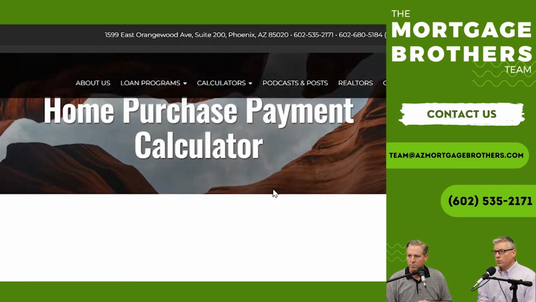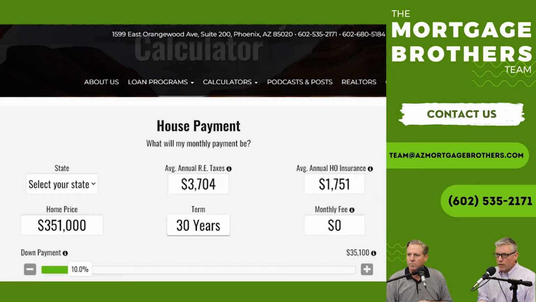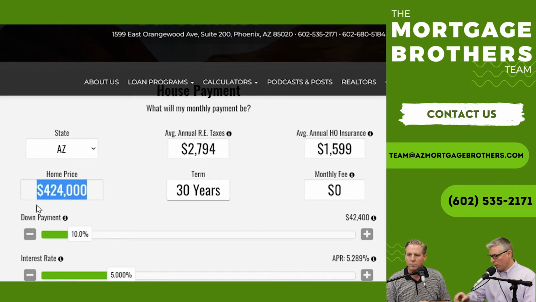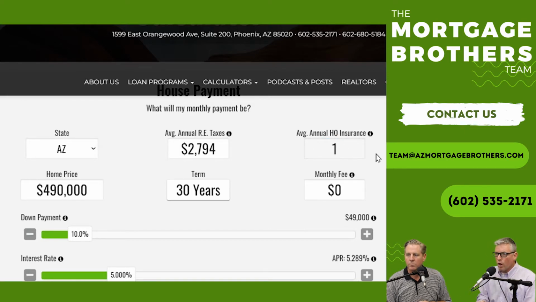We're going to go over the home purchase payment calculator right now. What you'll do is select your state first, and this is going to estimate taxes. We're in the state of Arizona, so we're going to have Arizona right here. You will see by default, it comes up with an average annual homeowners insurance policy of $1,599. Most people buying a house here, the median home price is about $490,000 right now. You can put your home price there. Homeowners insurance is probably going to be about $1,200 for that, but you should at least have an idea of what your homeowners insurance will be.